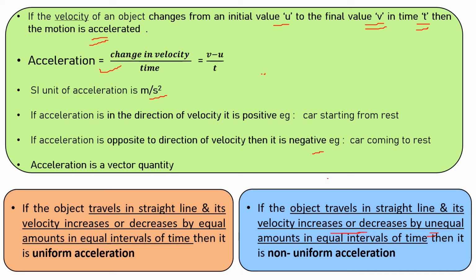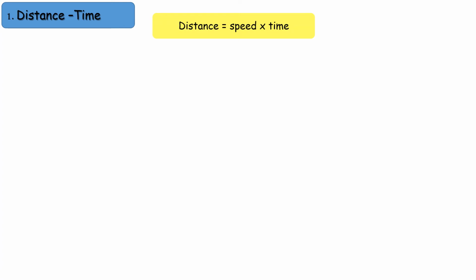Now we'll go to different types of graphs. First let's start with graphs. Okay, let's start with distance time graph. Now we know distance is equal to speed into time. This formula we are well aware of. Distance is speed into time. So let's see our first graph. Now this graph is given to you.